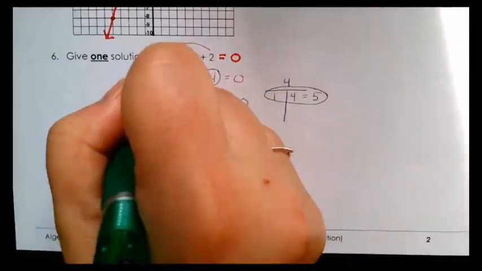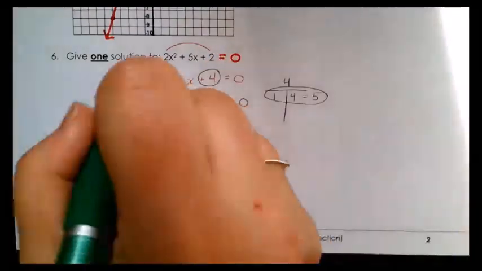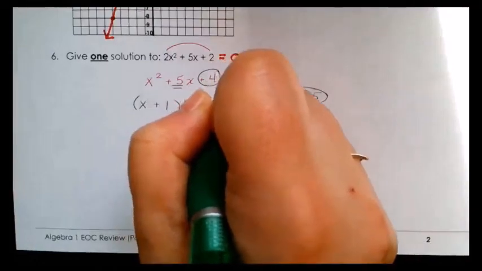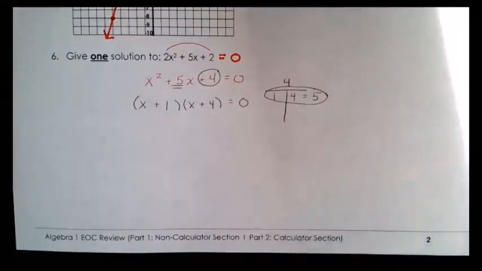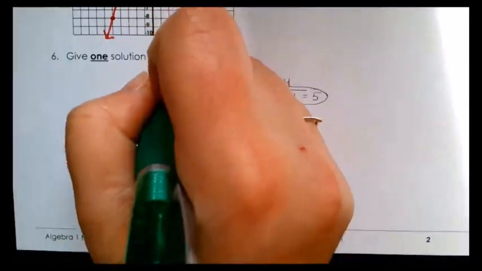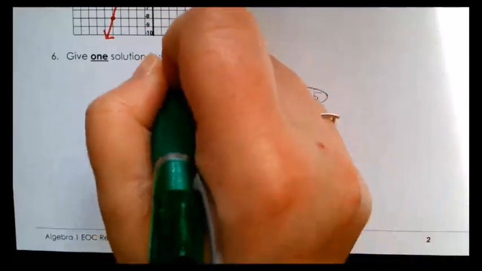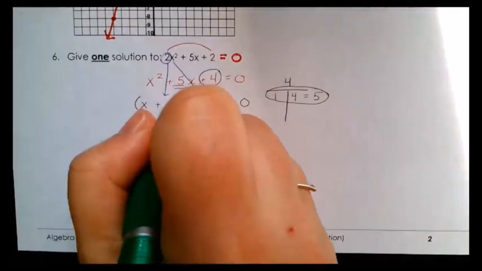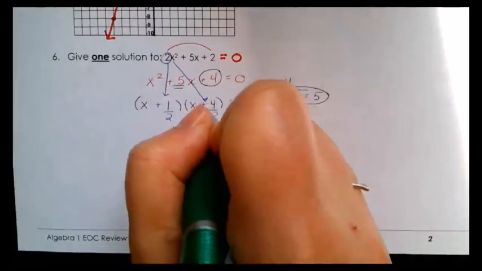We're going to have x and x, and we're going to put plus 1 in one bubble, plus 4 in the other. Now we need to bring back the 2. So we're going to bring back the 2 by dividing both of these factors by the 2. So I'm going to put 1 over 2 and 4 over 2.